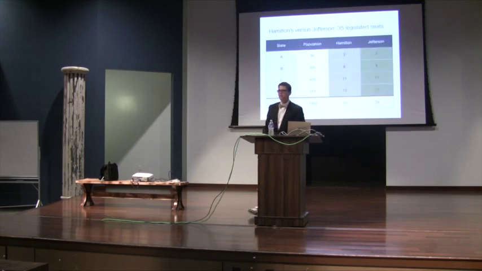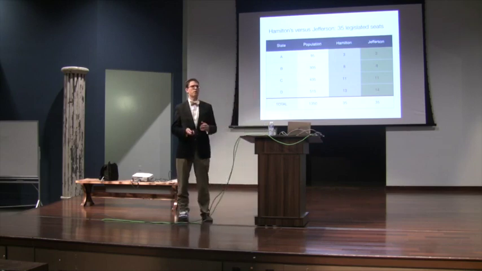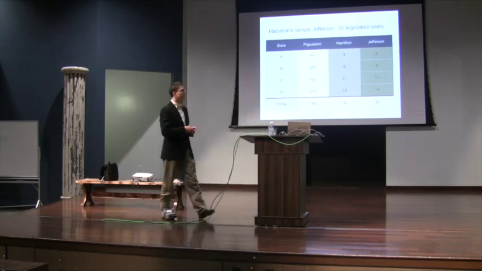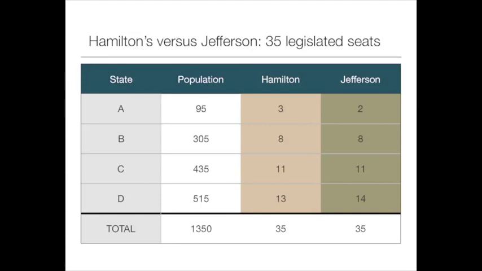So the question is, is there a difference? I mean, if there's no difference, then why argue about the methods, right? Maybe they always lead to the same thing. Well, of course, what makes the politics interesting is that the mathematics leads to different House seats. And this is what we see with Hamilton and Jefferson. We see that State A lost a seat, and State D picked up one.